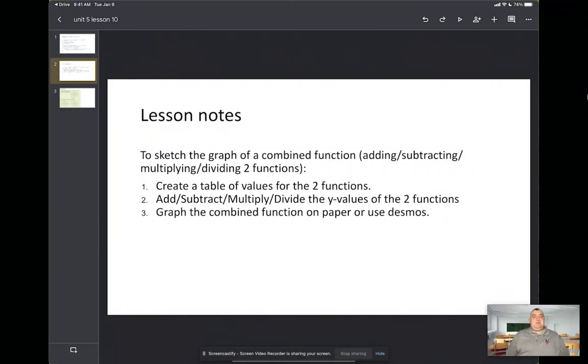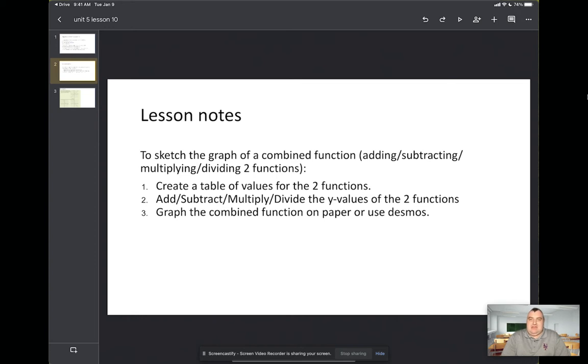All right, we're up to lesson 10 of unit 5. And in this lesson, we're going to talk about combination functions, transformation of functions, and combining functions. To do that, we're going to sketch graphs of a combined function.